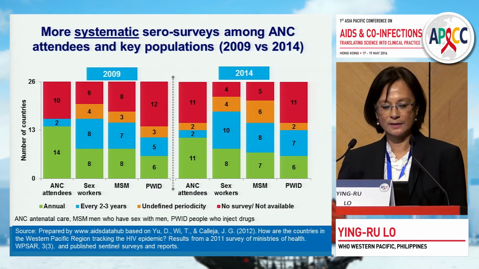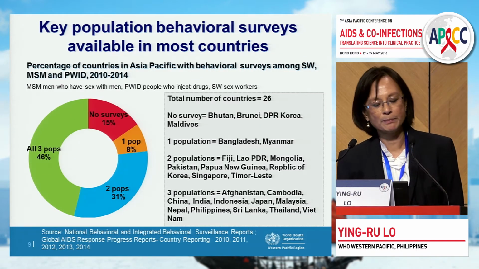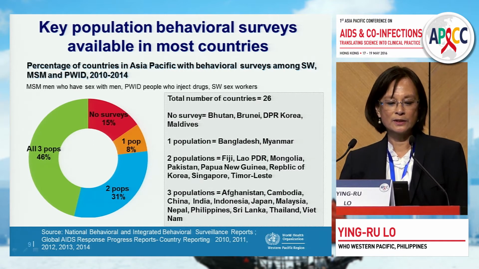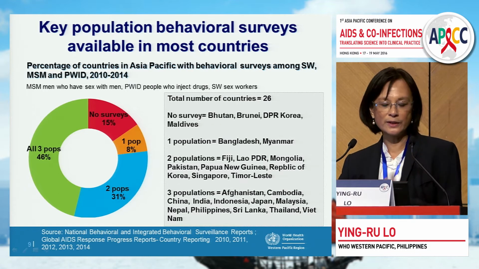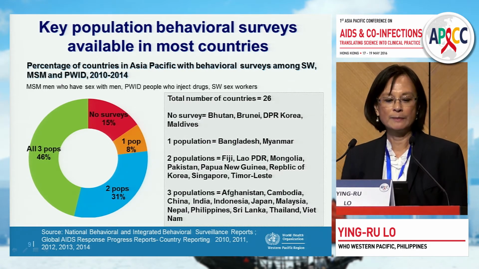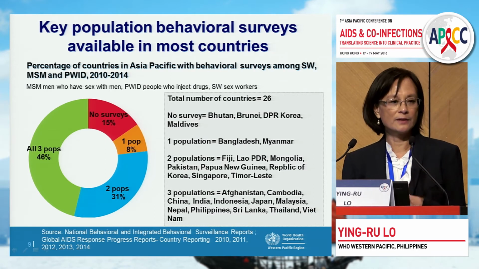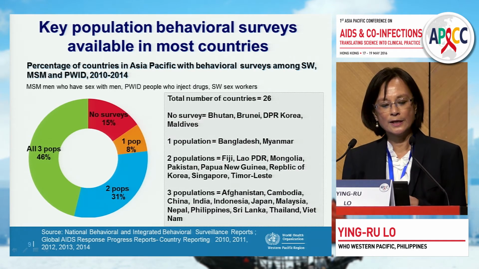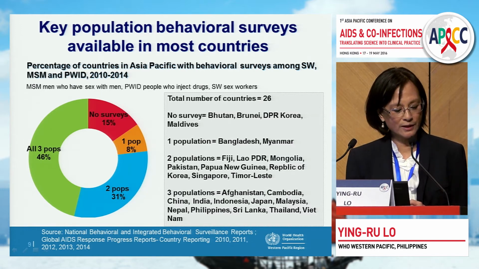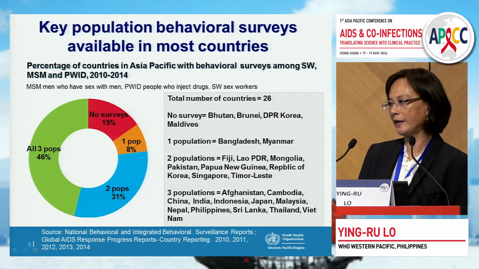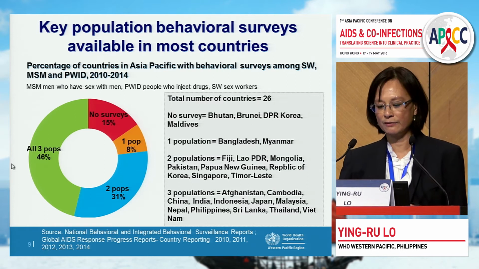If we look at behavioral surveys, they are now available in most countries. You can see that about 50% of countries surveyed, these are 26 countries in Asia which were surveyed, have behavioral surveys in all 3 populations, and another 30% in 2 populations. So you capture probably with behavioral surveillance a significant number of countries and have quite a good grasp on what's happening. Some countries also have integrated biological behavioral surveillance. Other countries use behavioral sentinel surveys.